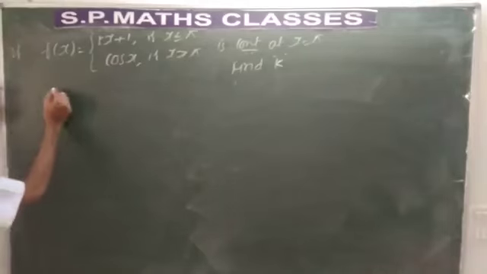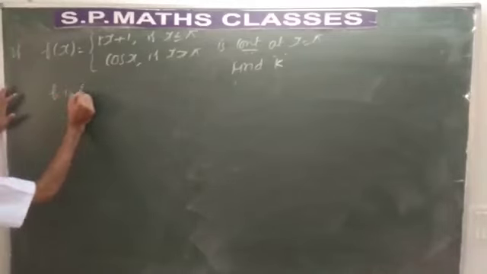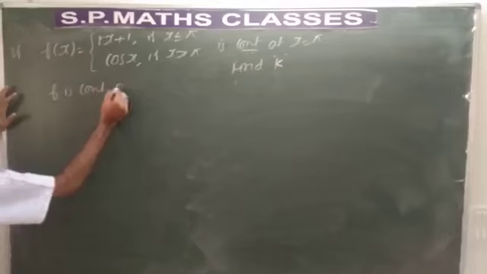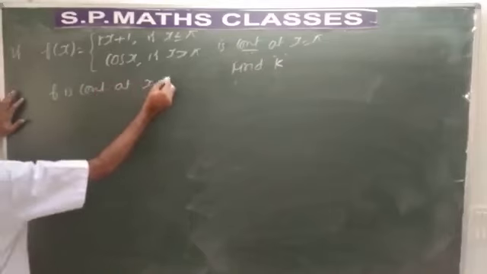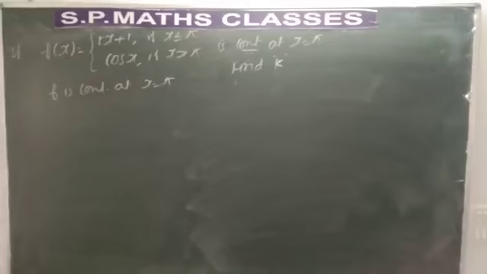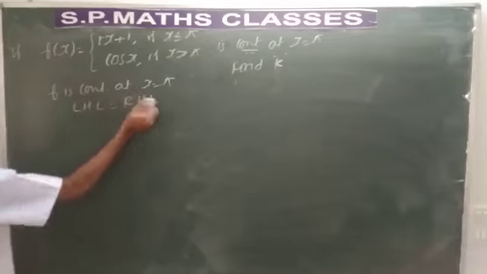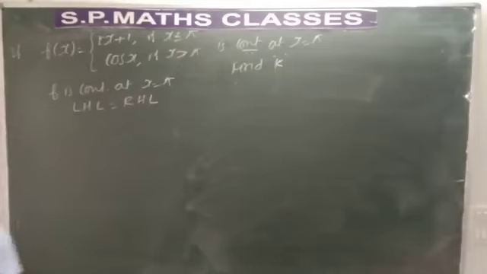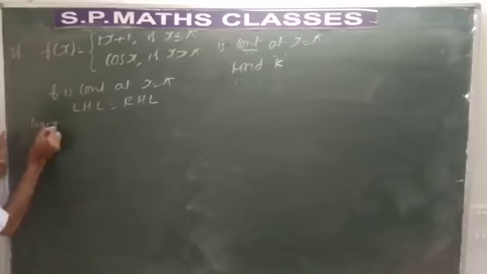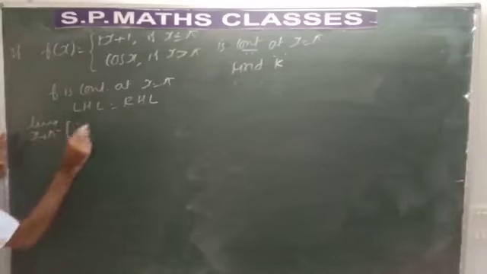What is given? F is continuous at x is equal to pi. This is what is given. So I write, since it is continuous at x is equal to pi, right hand limit should be equal to left hand limit. Left hand limit is limit as x tends to pi minus.